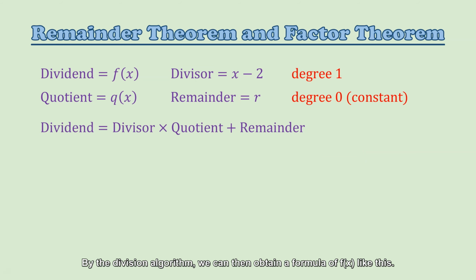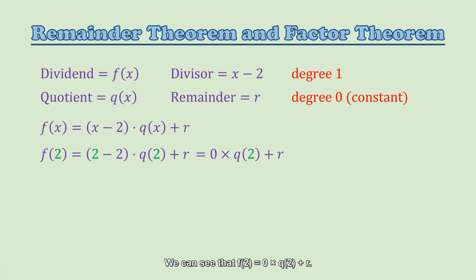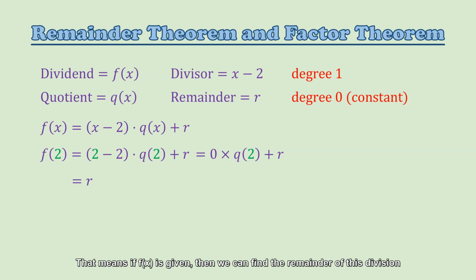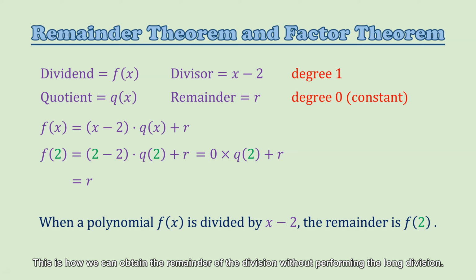By the division algorithm, we can then obtain a formula of f(x) like this. Now let's see what will happen if we input the value 2 in the function f(x). We can see that f(2) is equal to 0 times q(2) plus r. Although we may not know the value of q(2), since we have 0 here, q(2) is eliminated, and therefore we can get that f(2) is equal to r. This is a powerful result. That means if f(x) is given, then we can find the remainder of this division by simply computing the value of f(2). This is how we can obtain the remainder of the division without performing the long division.